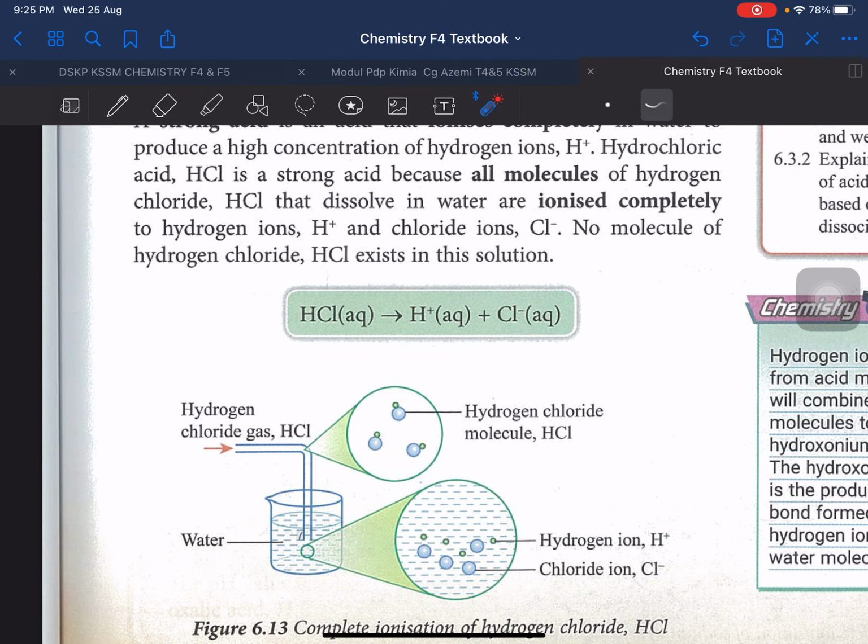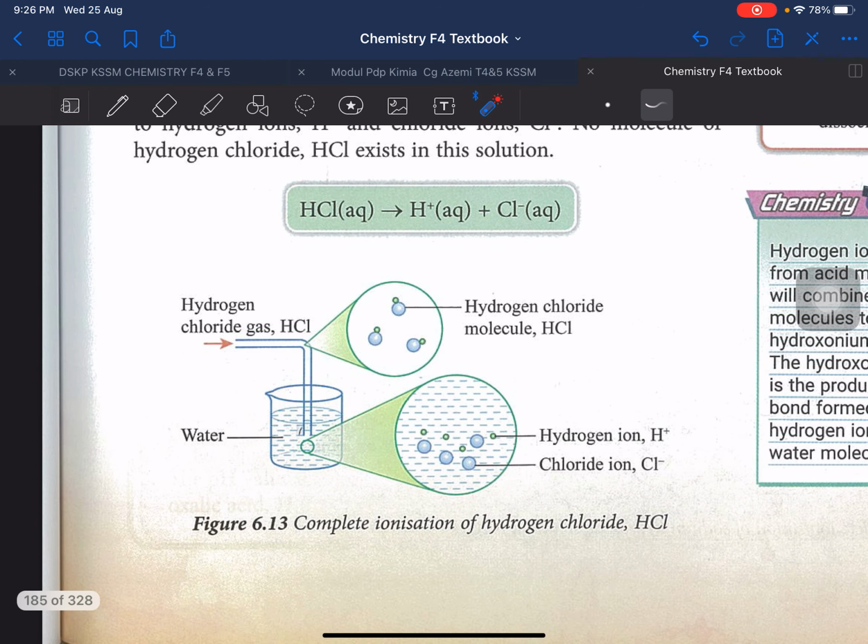Satu arah dengan yang berbalik. Satu arah maksudnya asid itu kuatlah. Kalau dua maksudnya dia berbalik, dia boleh balik lagi membentuk molekul asid itu. So kalau asid kuat, one way only, no turning back. Look at the figure 6.13 here. This shows the complete ionization of hydrogen chloride.